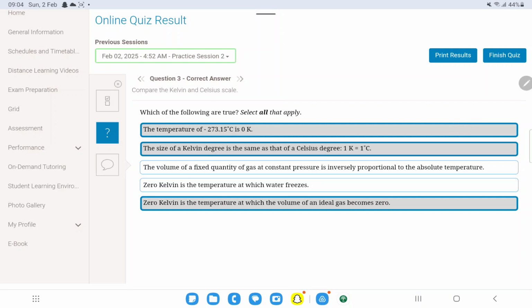The volume of a fixed quantity of gas is inversely proportional to the absolute temperature? No, the volume is directly proportional to the absolute temperature. 0 Kelvin is the temperature at which water freezes? No, 0 Kelvin is the temperature at which the volume of an ideal gas becomes 0. Yeah, when volume becomes 0.